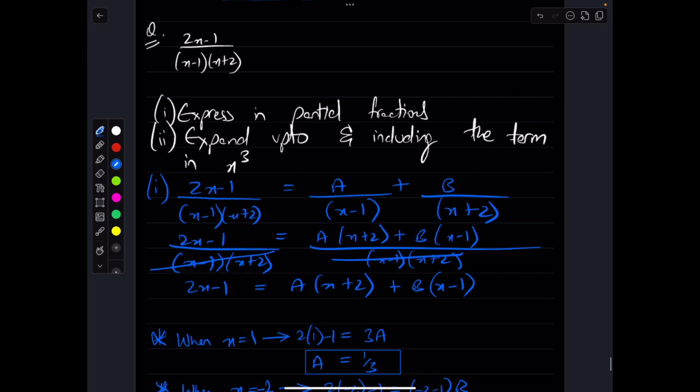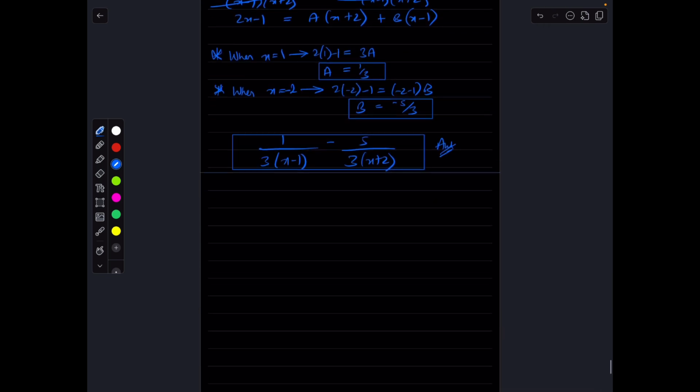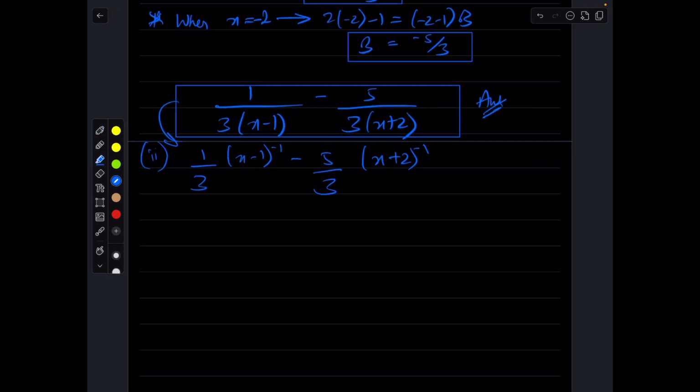Now, the second part relates to binomial expansion, but with negative powers. How with negative powers? This can be written as 1/3, and this would go up, and thus this would be written as x minus 1 to the power minus 1. Similarly, we have 5 over 3, and this goes up, so its power becomes minus 1. So now we have to expand two things. Let's deal with the first expansion first. This one.